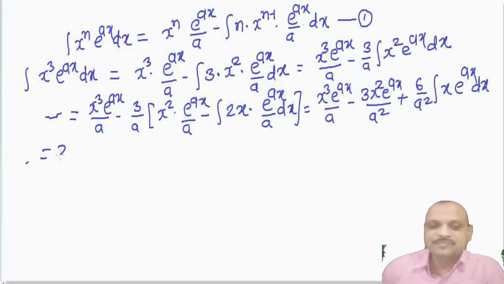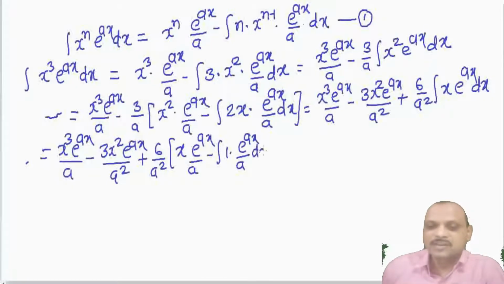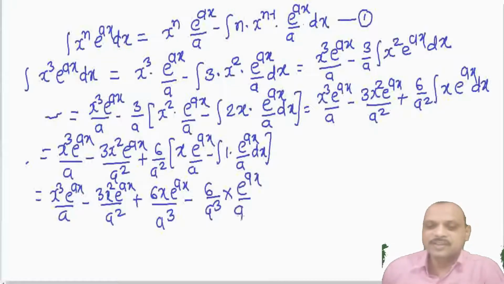Now again integrating this, equal to x cube into e raised to ax divided by a minus 3x square e raised to ax divided by a square plus 6 divided by a square into x into e raised to ax divided by a minus the integration of the derivative of x, 1, e raised to ax divided by a into dx, equal to x cube into e raised to ax divided by a minus 3x square e raised to ax divided by a square plus 6x e raised to ax divided by a cube minus 6 divided by a cube into the integration of e raised to ax. The integration of e raised to ax is e raised to ax divided by a. So this is the answer of this integration.